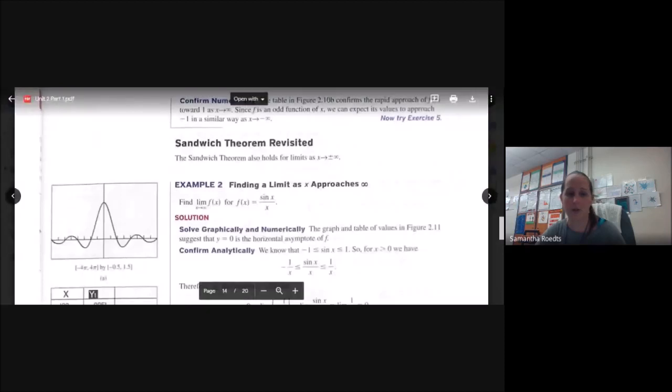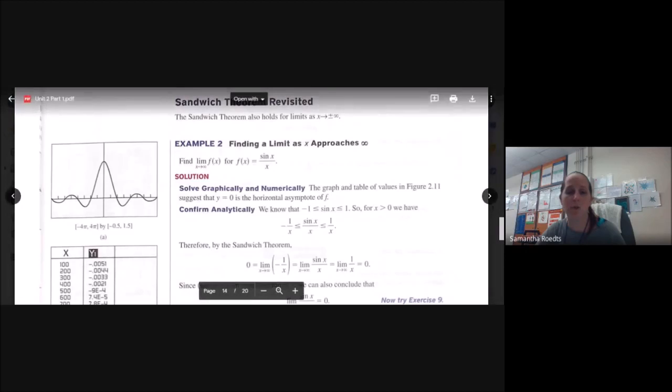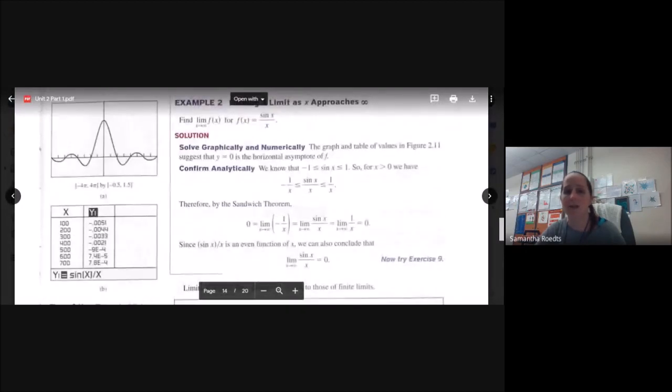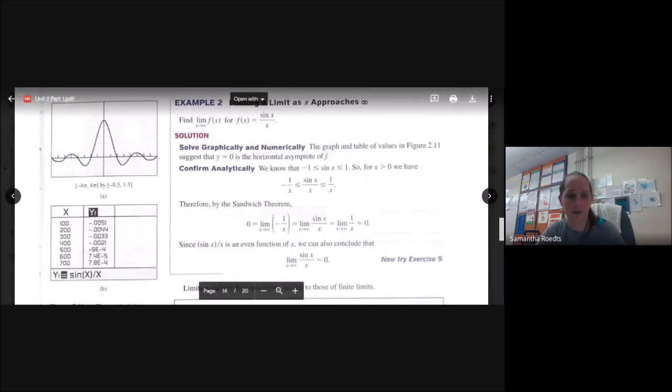So here's what this looks like. It's kind of a cool graph. I can solve graphically and numerically. The graph and table of values in figure 2.11, which is right here, suggests that y equals 0 is a horizontal asymptote of f. So you can see 100, 200, 300, 400, it's closer and closer to 0. This is negative 7.4 times 10 to the negative 5th power, 7.8 times 10 to the negative something. So it gets closer and closer to 0. These are just getting larger, these just are becoming larger decimals.